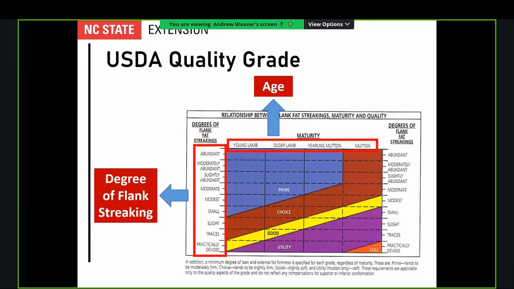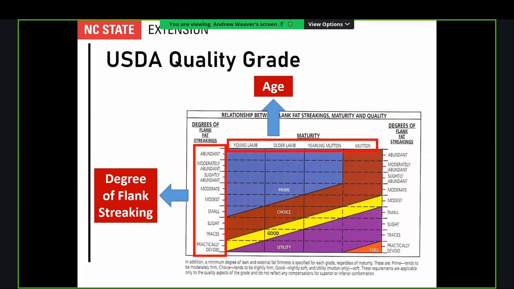That would be on the y-axis there. And then we determine maturity, the age, which would be the x-axis, here shown on the top. And so you simply plot a point on this chart. And so based on where that point falls, the lamb is classified as prime, choice, good, utility, or cull.